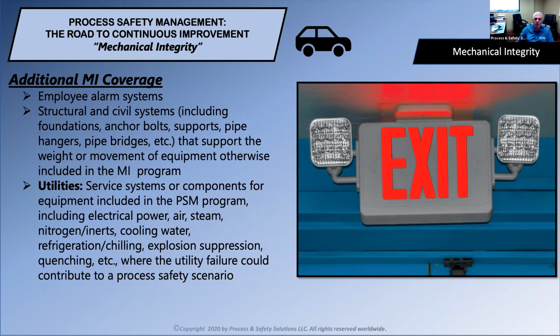The best place to go look to determine whether or not any of these systems fall or should be falling under your MI program is the PHA. If you have hazardous consequences that can result from a loss of one of these utilities, then that utility must fall under your mechanical integrity program as well.